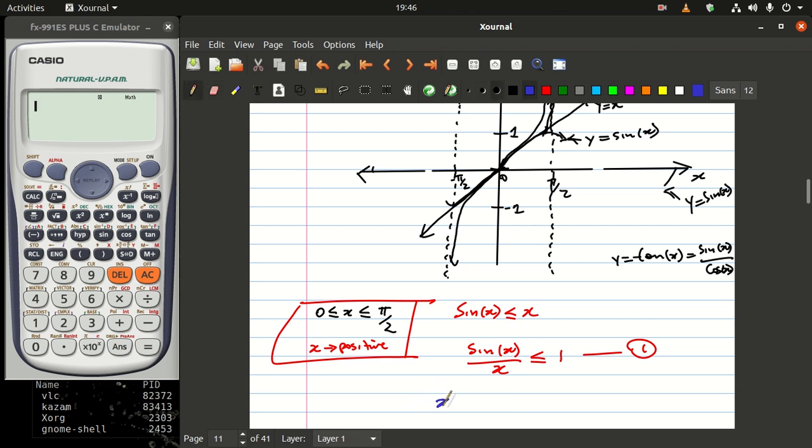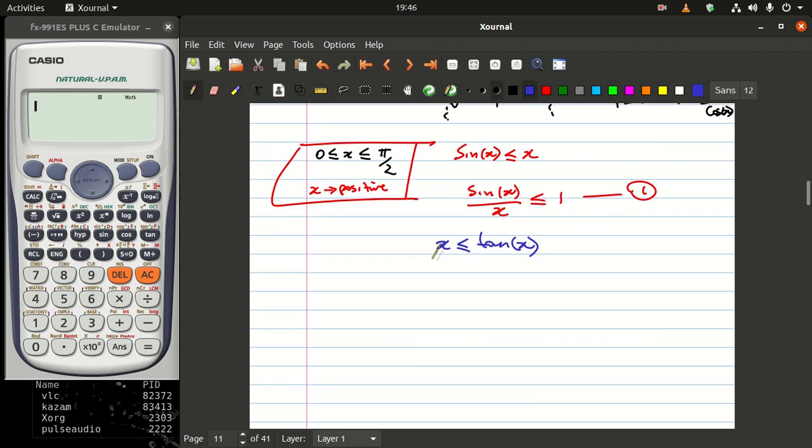If I look at this function y is equal to x, this function is always below tan of x, right? Which means that x is less than or equal to sine of x divided by cosine of x. So if you look into this particular function, you'll find out that I have x cosine of x is less than or equal to sine of x.